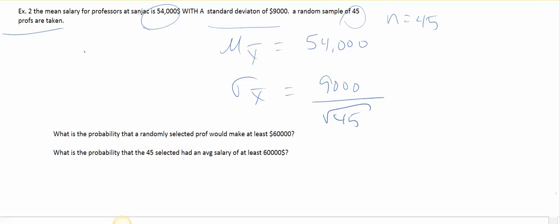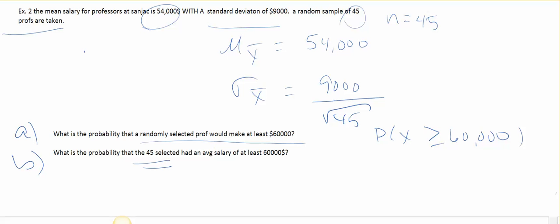So how does that affect working your word problems? I asked the question below, what's the probability that a randomly selected professor would make at least 60,000? That question is asking what's the probability that X would be at least 60,000. Versus in part B, I ask what's the probability that 45 selected had an average salary of at least 60,000. So it's not a variable of X this time, it's a variable of X bar.